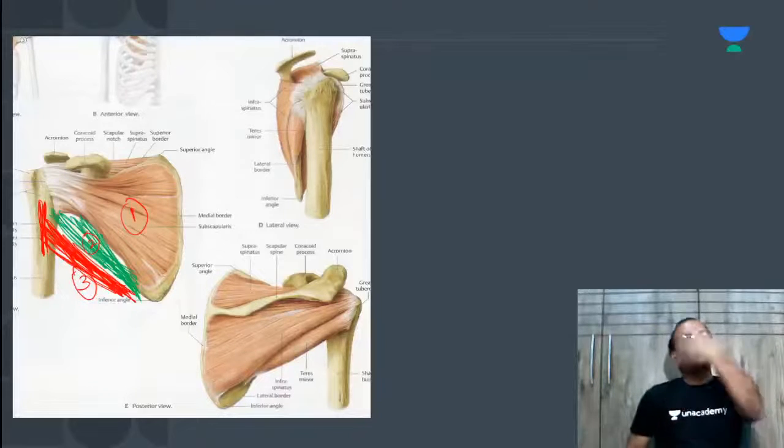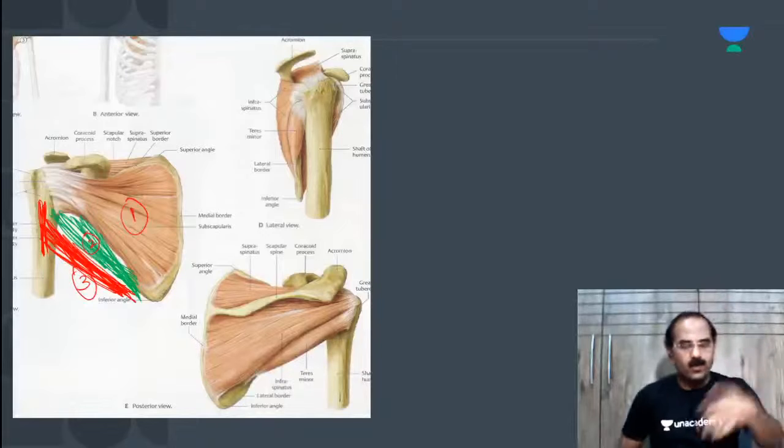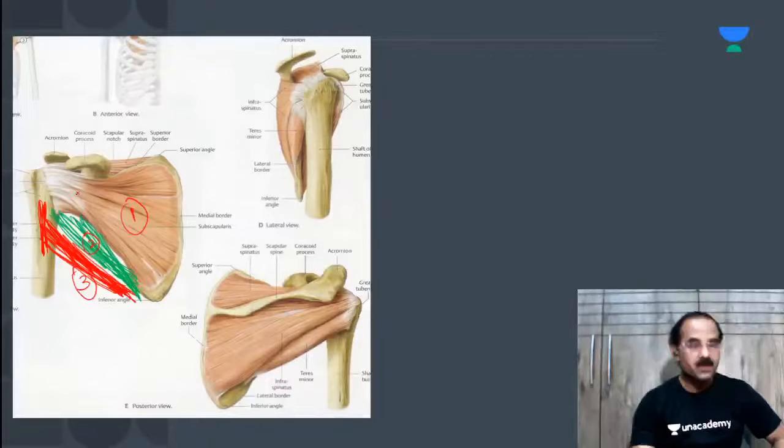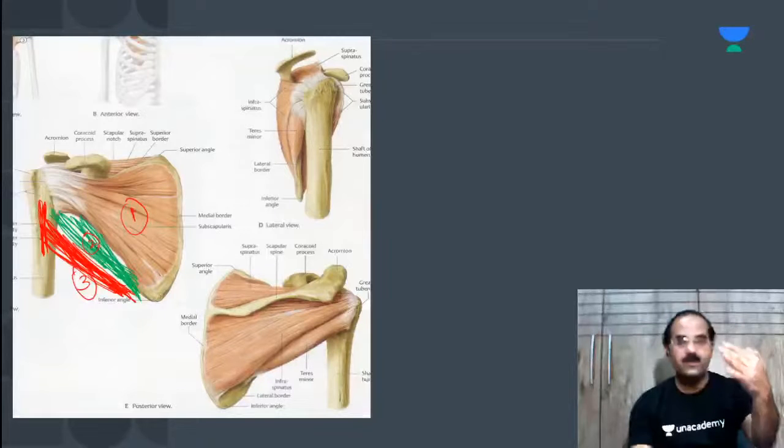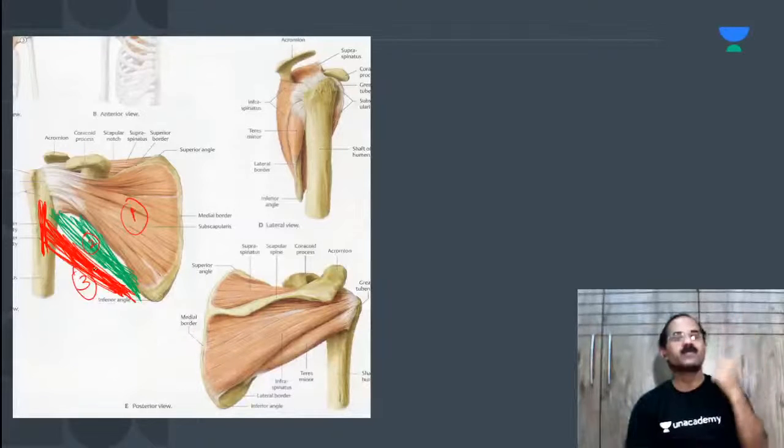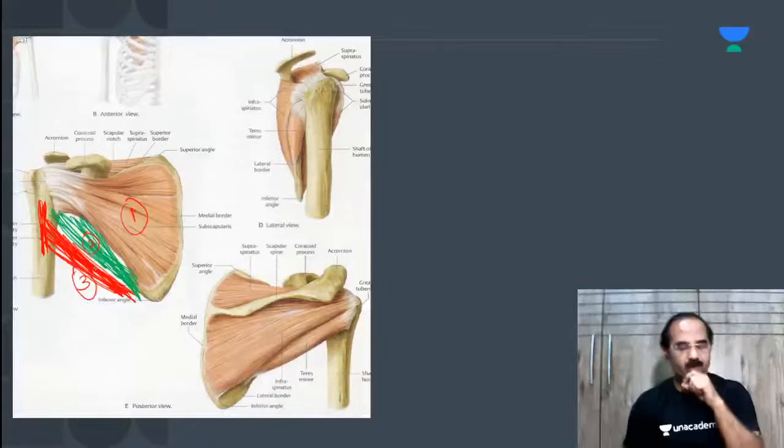Now we have removed the anterior wall, and this is what you're going to see behind. You'll be seeing the subscapularis, the teres major and the latissimus dorsi, and this is going to form what? The posterior wall of the axilla.